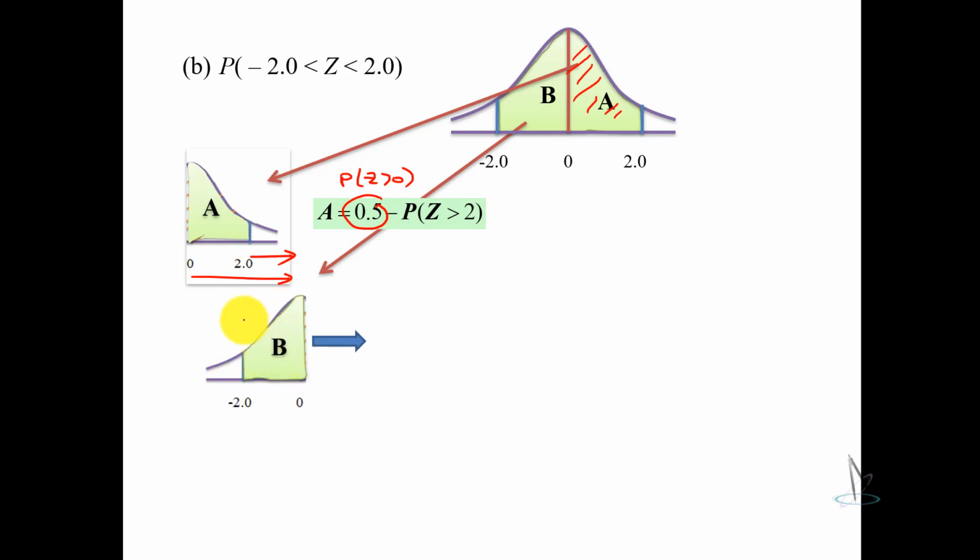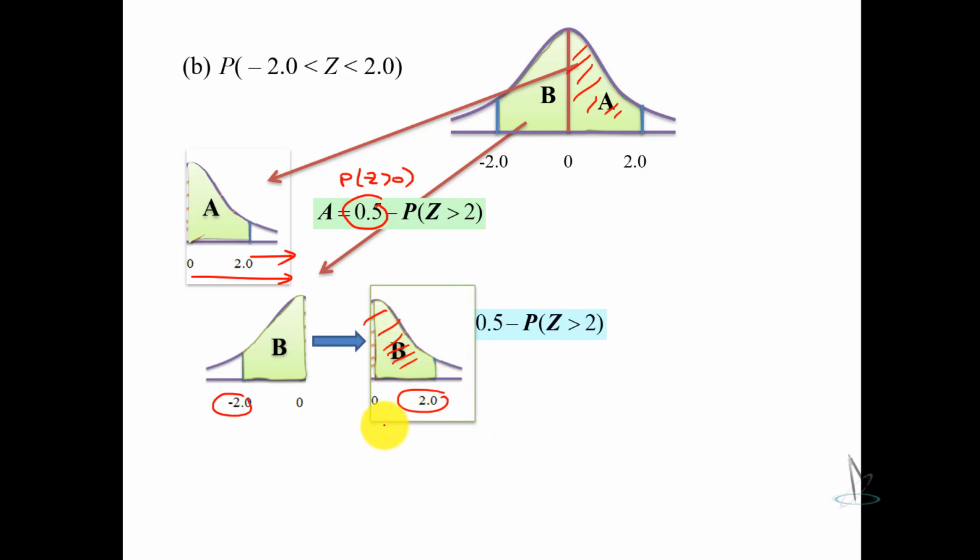Okay, now for the B part, I actually have something with a negative region, so I'm going to flip them over to the positive side. Instead of having -2, I flip them to have a +2. It will simply be the same region when I flip them. So this one is simply greater than 0, greater than 2. So this is probability of z greater than 0 minus probability of z greater than 2. And then of course you can use the table for them.